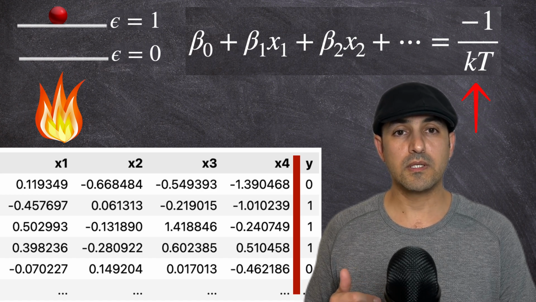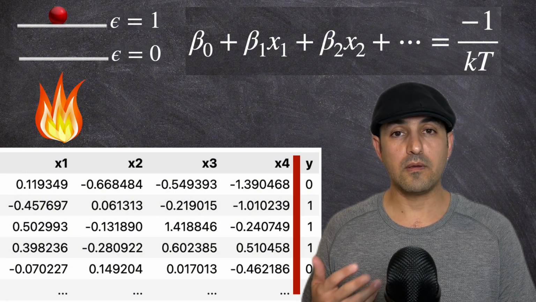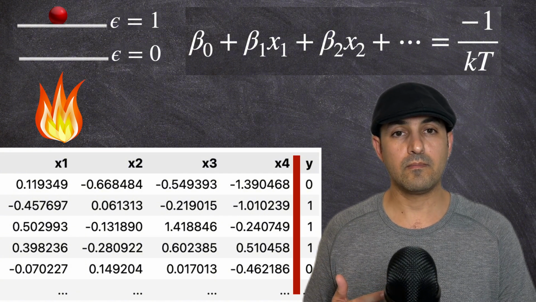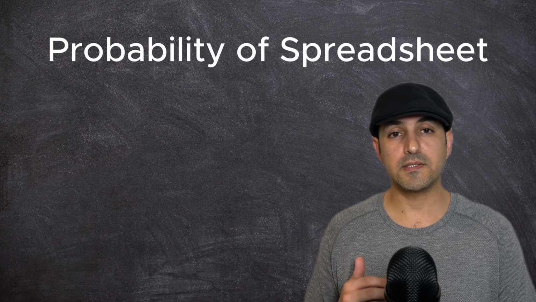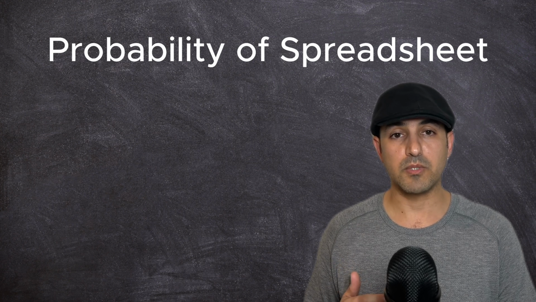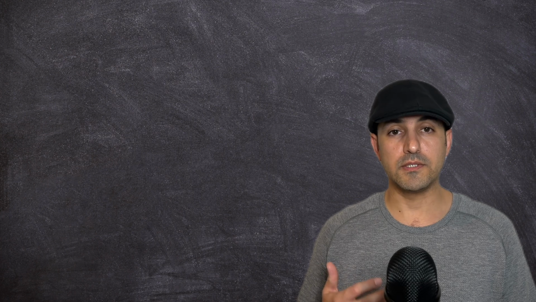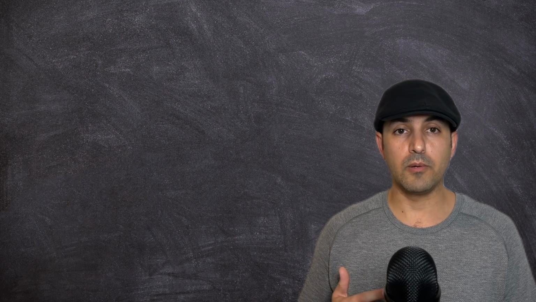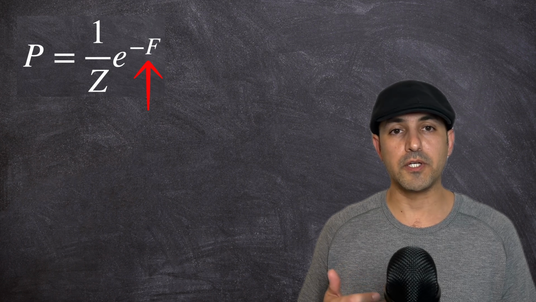In other words, the x1, x2, x3 columns tune the temperature of the spreadsheet. Let's now get back to our probability description of the physics system and see its different parts in terms of the spreadsheet we just discussed. If you have watched the other videos in this series, we always write probability in the following form and call F the effective free energy.